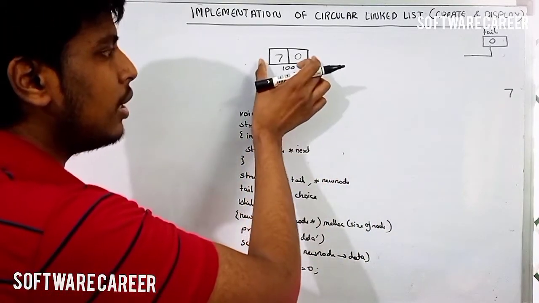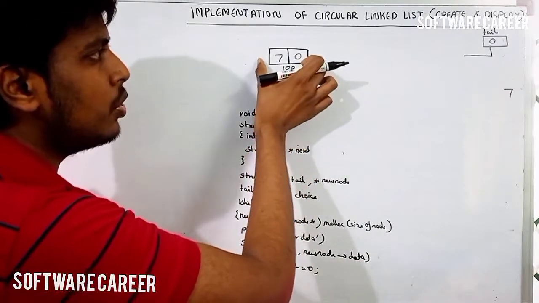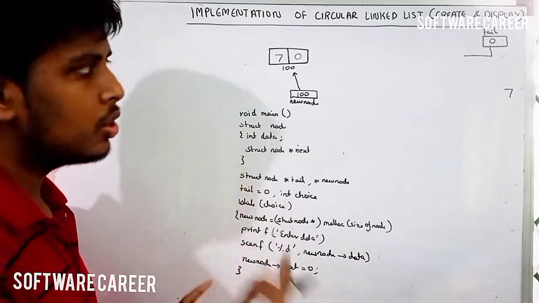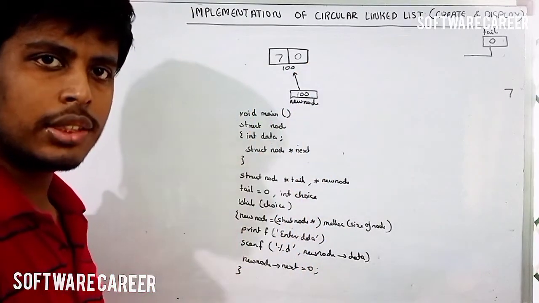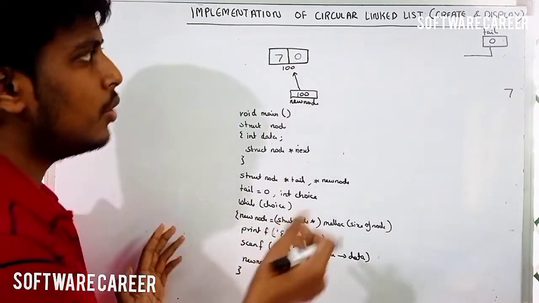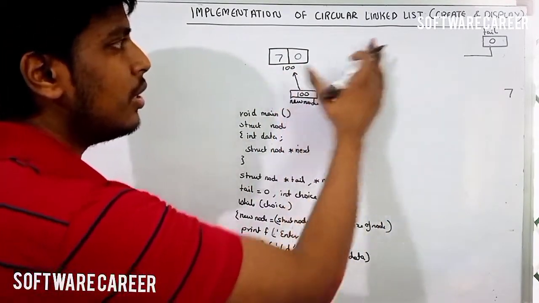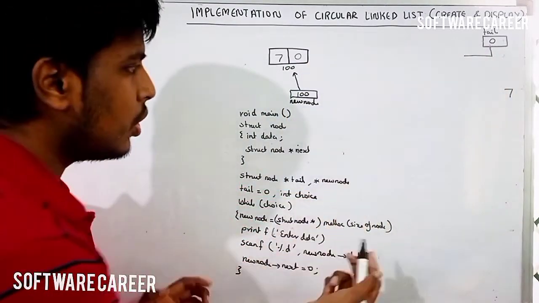Now you have created a new node, and you should fix this new node as the first node. How can you fix it? This is the first node as well as the last node because you are inserting this as first. Now how can you say that the linked list is empty? When the tail pointer is 0. So I am writing the code.